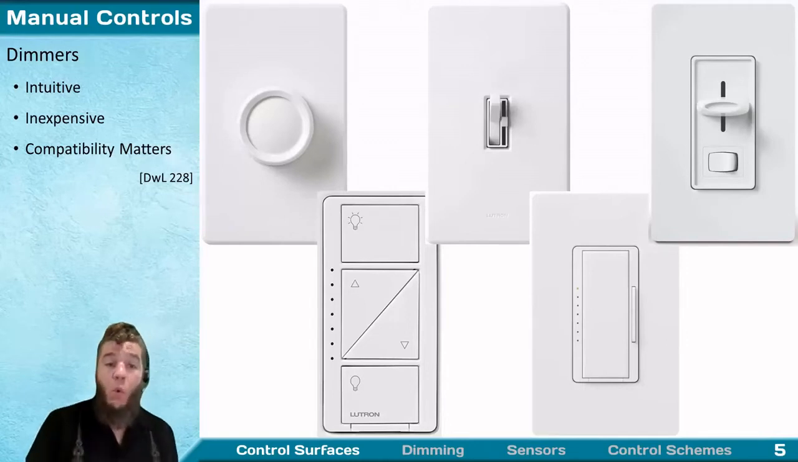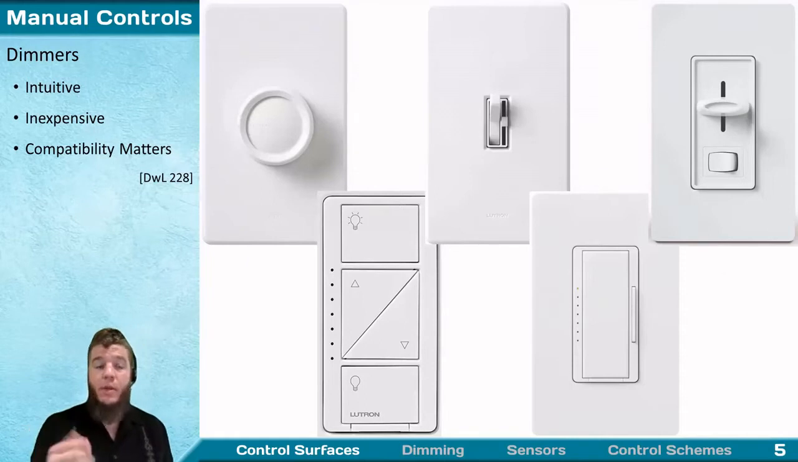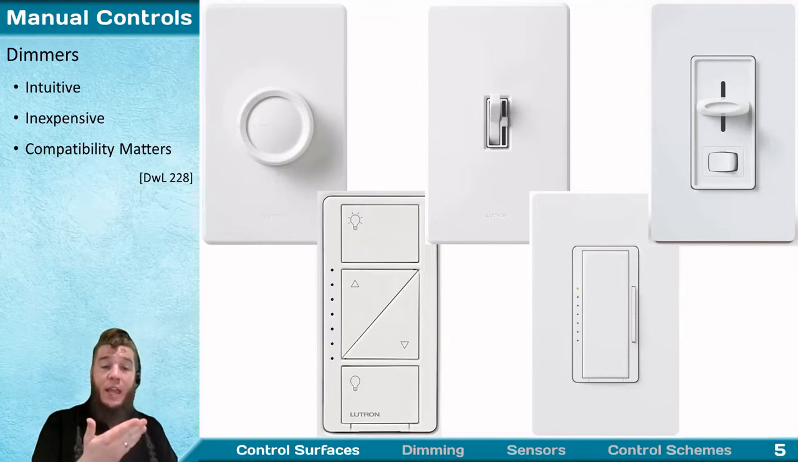Now, simple wall dimmers like what I'm showing here, they're intuitive, they're cheap. However, compatibility matters. And we're going to dig into that in a little more detail in just a few minutes. But remember that you can't just attach any light source to any dimmer. You do actually have to verify the compatibility of the dimming protocol.